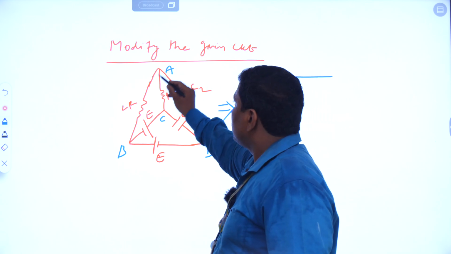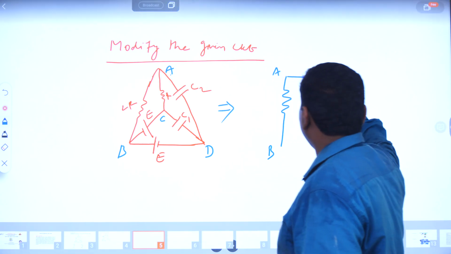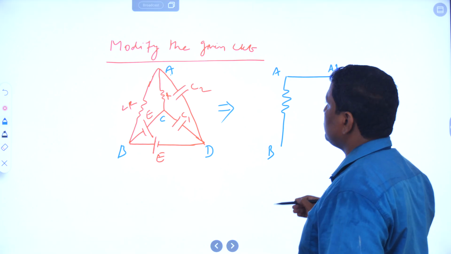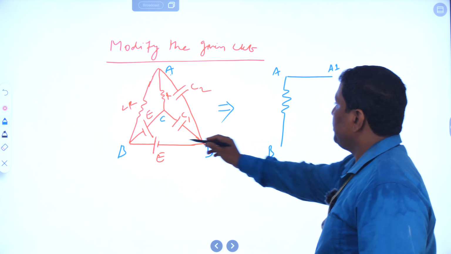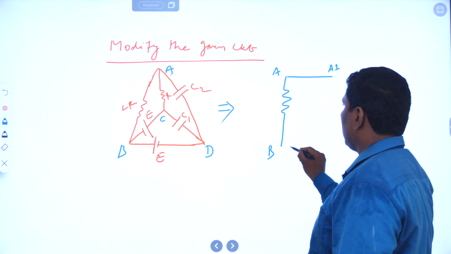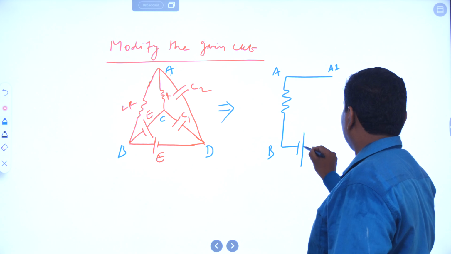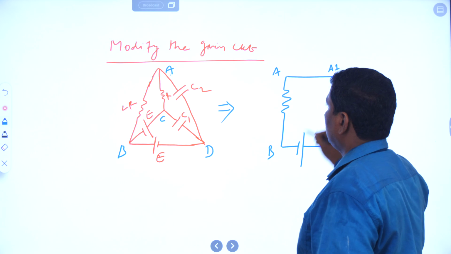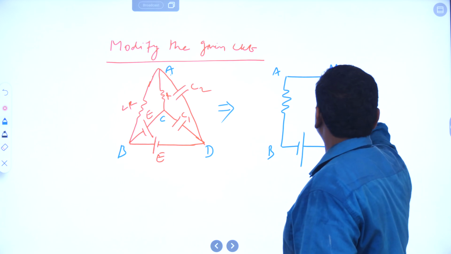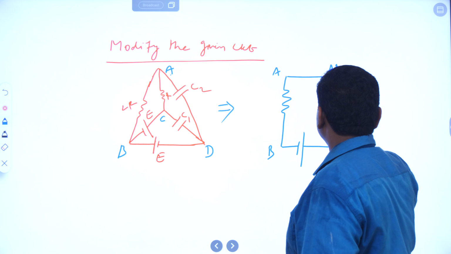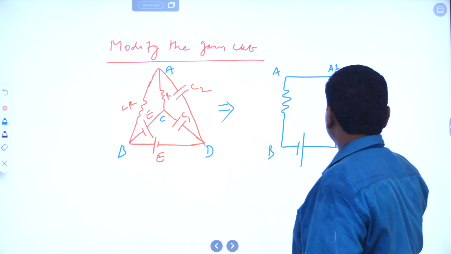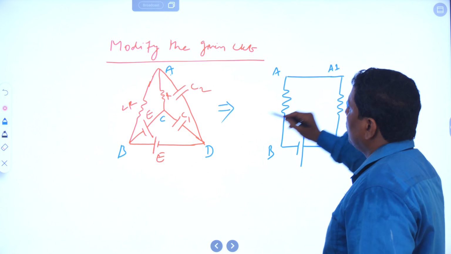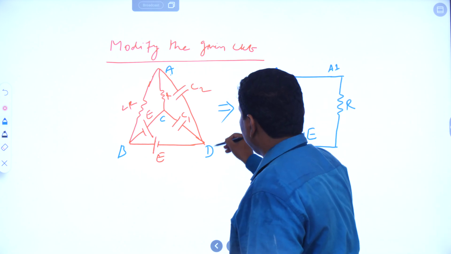The A point consists of 3 lines, so I can differentiate this as A1. Between B and C, a battery is available. From A1 to C, one more resistance R is available, and this is E. Next, one more line is connected to D.